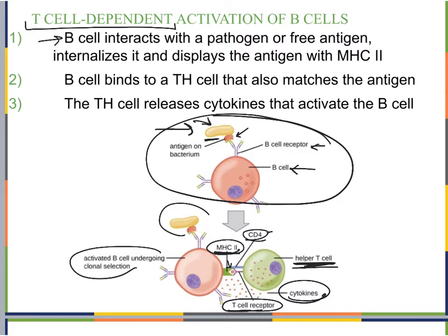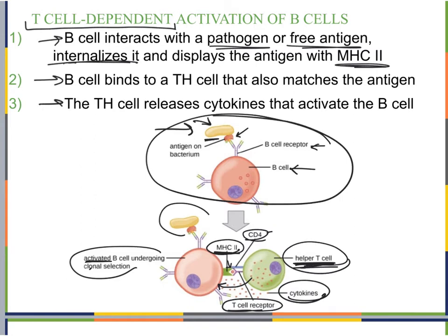That helper T cell then releases those cytokines. Those cytokines are then going to interact with the B cell, and it's going to initiate or activate that B cell. So now we have an activated B cell, and it's going to make many copies and differentiate. Okay, so up here, the B cell interacts with the pathogen or free antigen. It's going to internalize it and then display the antigen with the MHC class 2 molecule. The B cell is then going to bind with that T helper cell that also matches the antigen. Then the T helper cell releases the cytokines that are then going to activate that B cell.